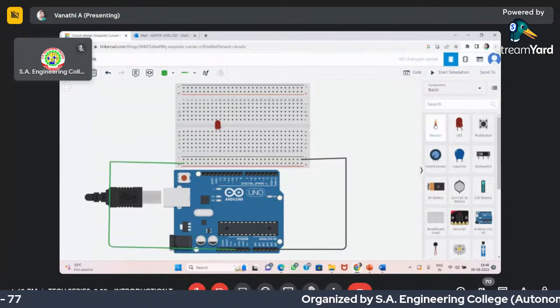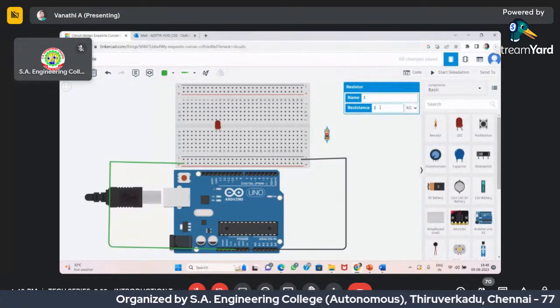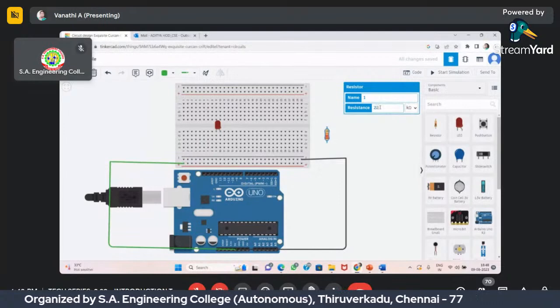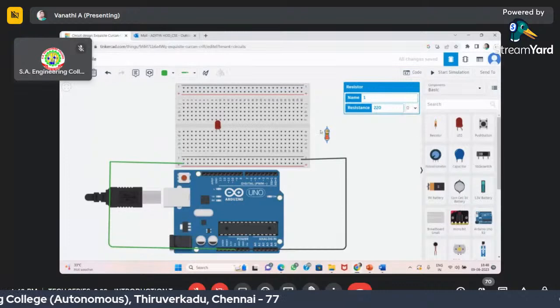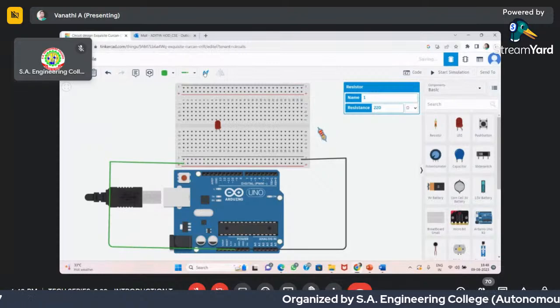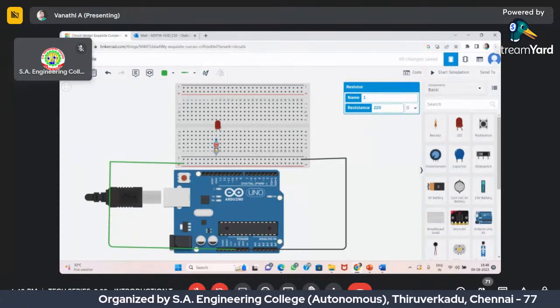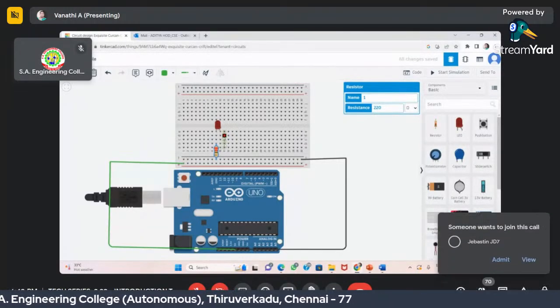Then you can give a resistor, right? Because the resistor is the one that is going to regulate the power supply. It is going to be 220 ohms for a normal application. You can also rotate the devices like this, right? So I just connect it to the right, to the device. Now I will connect the wire.